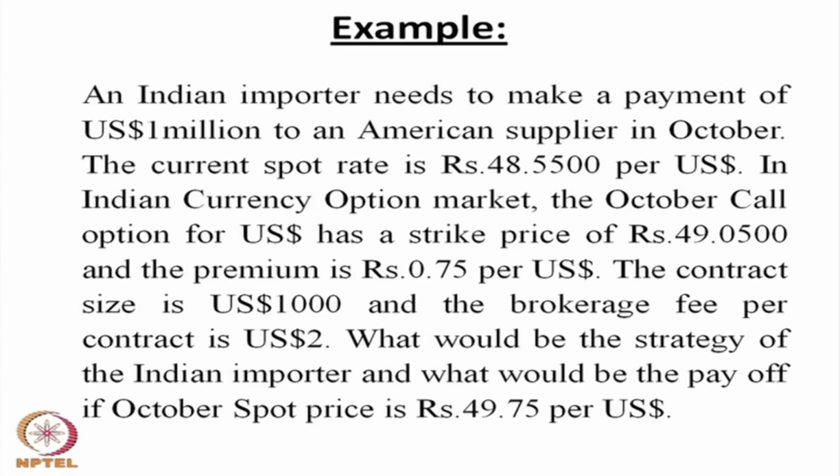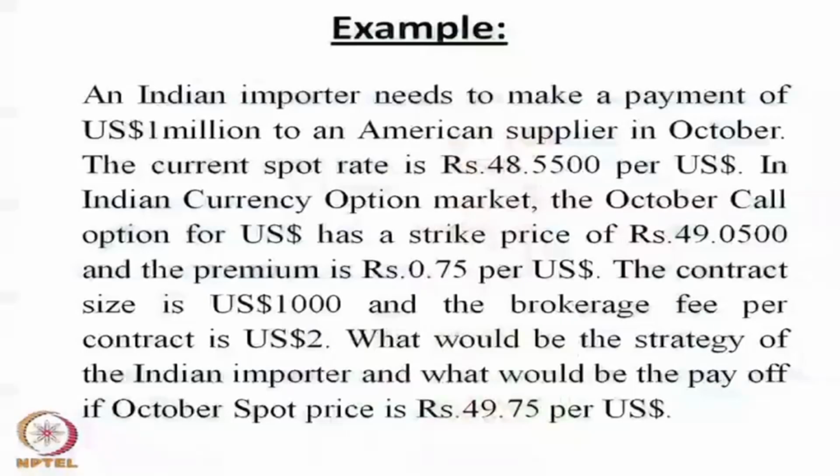The October call option in the Indian foreign options market is running at a strike price of 49.05, and if you want to purchase options, the premium to pay is 75 paisa per dollar, and he has gone to the options market to purchase a contract. Per contract the fee is $2, and one contract size in the Indian options market is $1000, and suppose the October spot price is 49.75. What will be the strategy? What is the payoff for him? In what way can he immunize his position? This is the problem given to us.